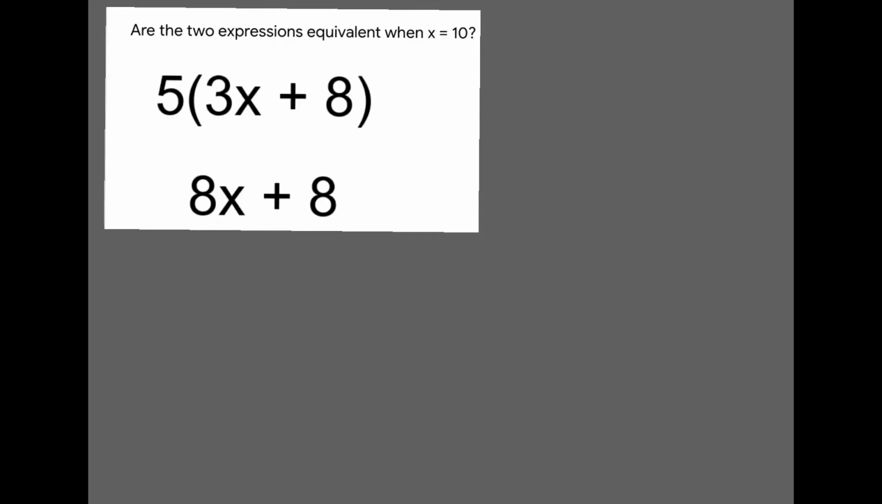Are the two expressions equivalent when x equals 10? So you need to rewrite 5 times (3 times x plus 8). And you're going to plug in 10 for x. So it will look like this: 5 times (3 times 10 plus 8). And you are going to solve using order of operations. That's PEMDAS.